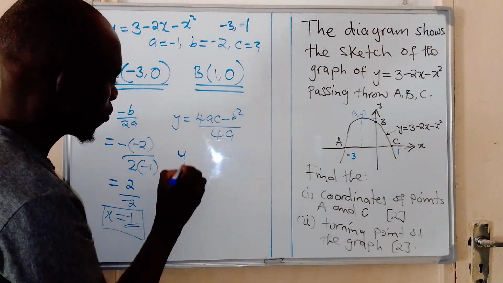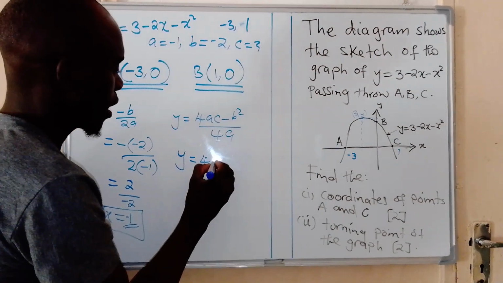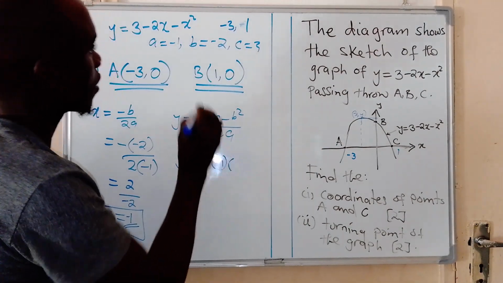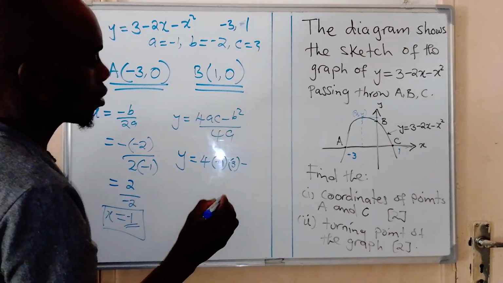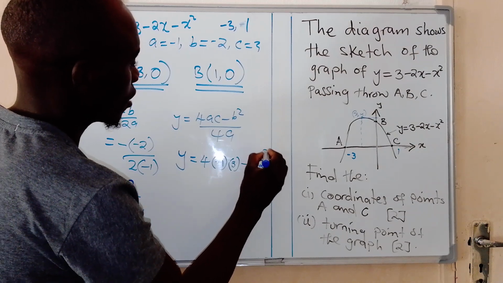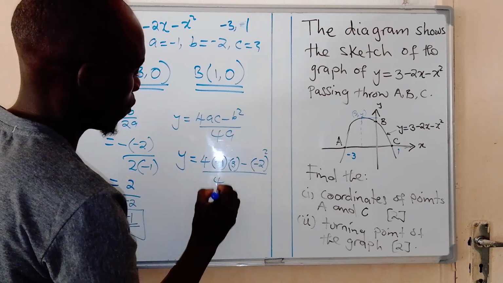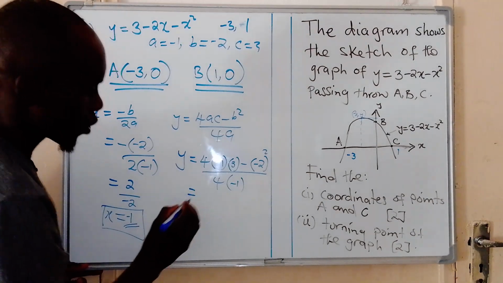For y, it is equal to 4. What is a? A is negative 1. What is c? c is 3, minus, what is b? b is negative 2, but it must be squared, over 4. What is a? Negative 1. So you continue solving.